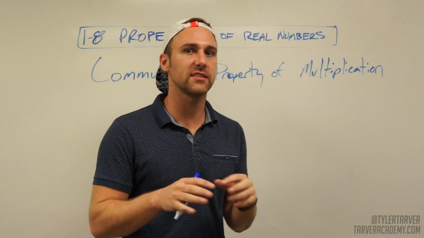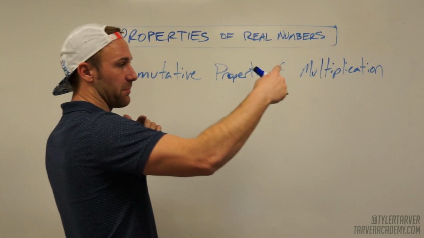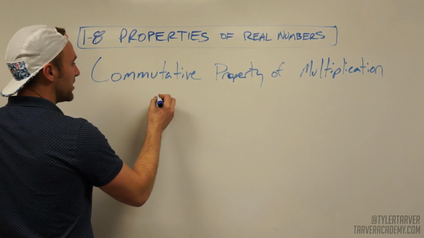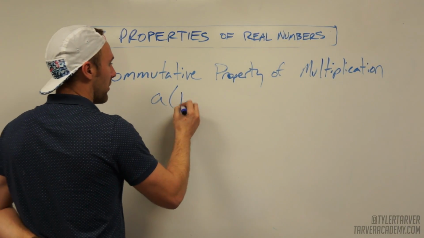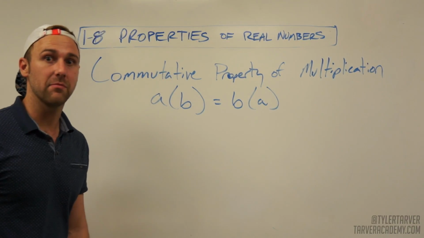I want to talk to you about the commutative property of multiplication. Okay, so if you were with me last time on the commutative property of addition, you knew that something plus something is equal to flipping that and adding it together. Same thing here. It means you can reorder a multiplication problem and you'll get the exact same answer.